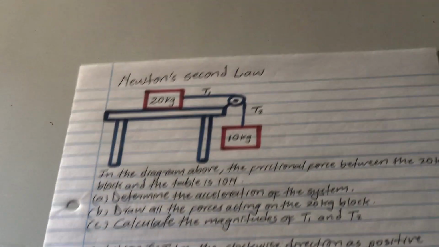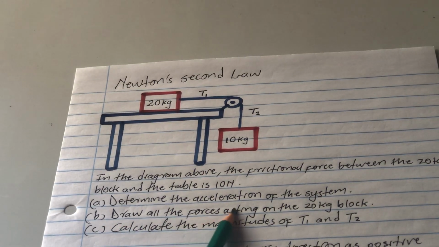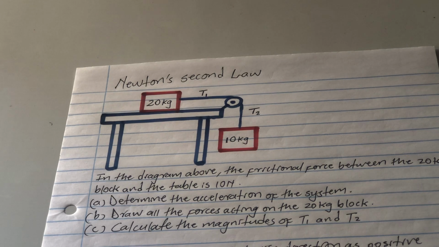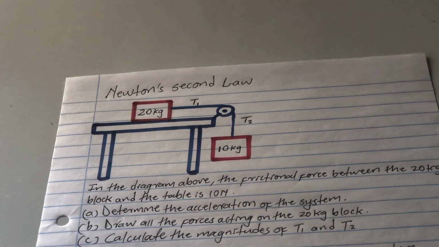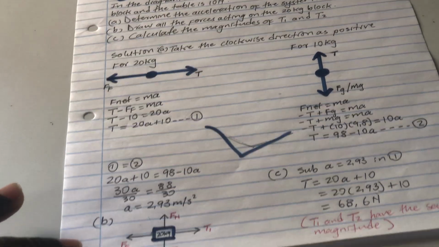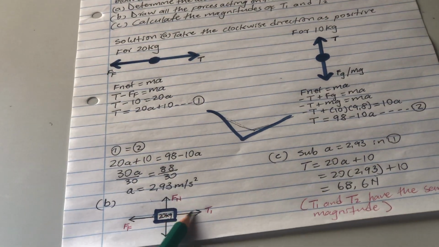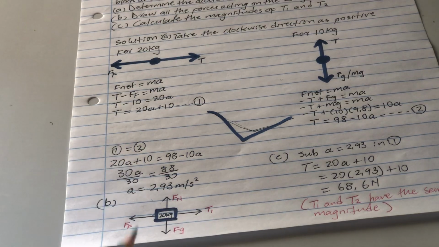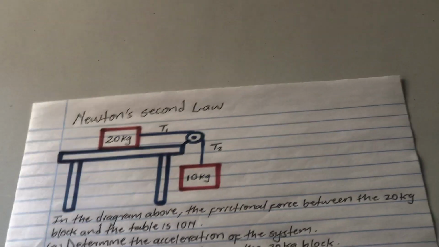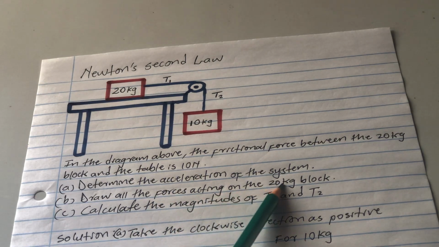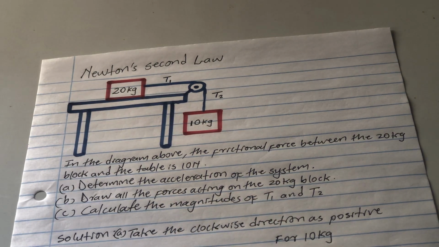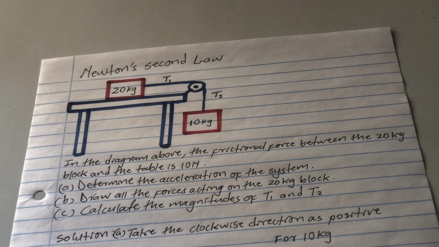So let's look at B. Draw all the forces acting on the 20 kg block, not only horizontal, not only vertical, but all forces acting on the 20 kg block. T1, we already know this one. And remember now, here they are not saying free body. Draw all forces acting on the 20 kg block. It means that you draw force diagram, not free body.